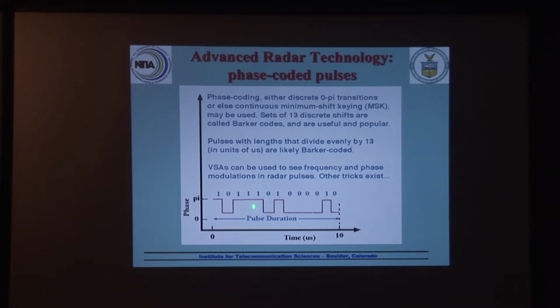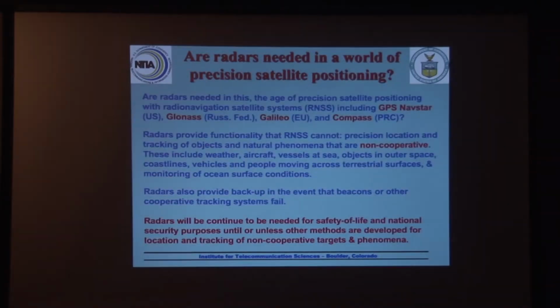Now, if you ever want to see these characteristics of either phase modulation or frequency modulation in transmitted radar pulses, vector signal analyzers are an excellent choice. There are some other tricks that exist for seeing that, but I'm not going to go into it in this talk. So with that said, just be aware that you can pick tubes for radar design, you can pick solid state, but there are trade-offs, and unlike other parts of the electronics world, solid state designs in radar are not necessarily superior to tube designs for various applications.